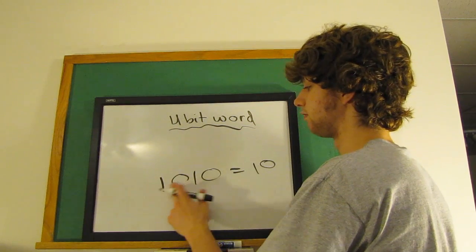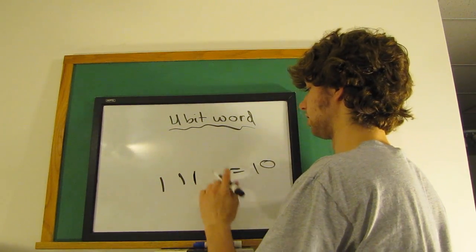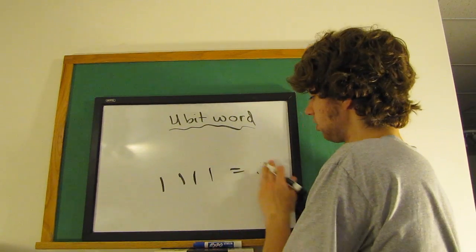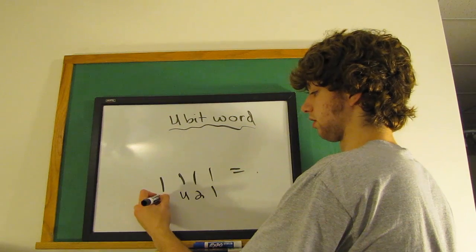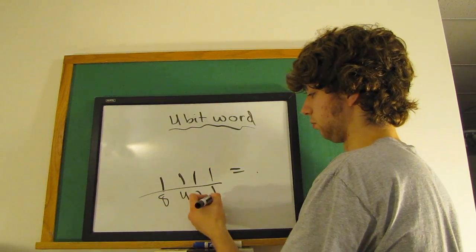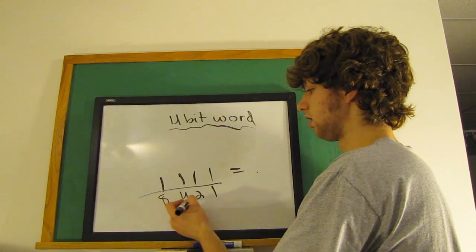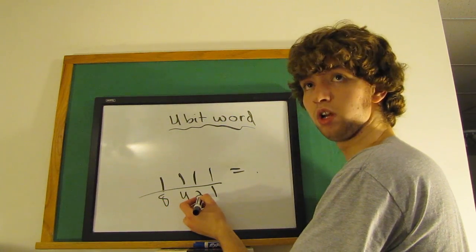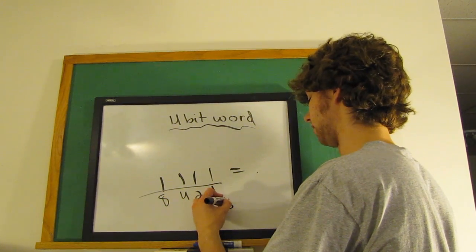Well, that means we would have all ones. That would give us the highest number, because then all of the values would pass through. So what does that mean? Well, here are the place values. So we get 1 plus 2 plus 4 plus 8. So that is 8 plus 4 is 12 plus 2 is 14 plus 1 is 15.